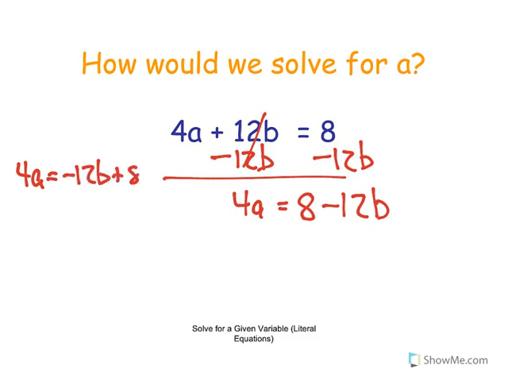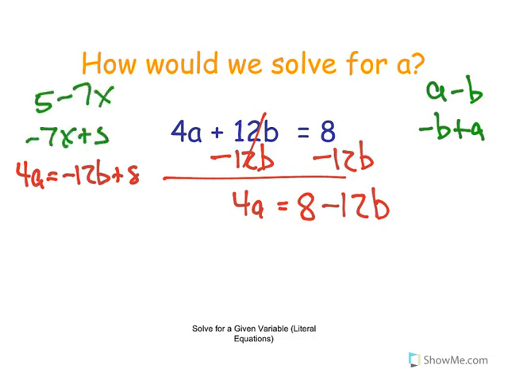So what's the takeaway here? Well, if I want to write, let's say, something like a minus b, and you want to write negative b plus a, they mean the same thing. As long as the a is positive and the b is negative, the order of the terms is not important. So if I want to say 5 minus 7x, maybe I'd rather say negative 7x plus 5. They mean exactly the same thing as long as the 7x is negative and the 5 is positive.